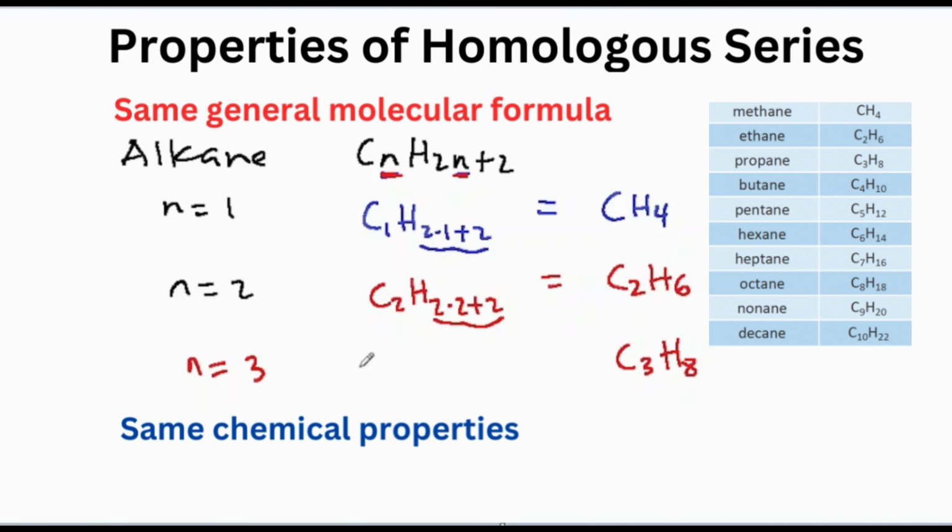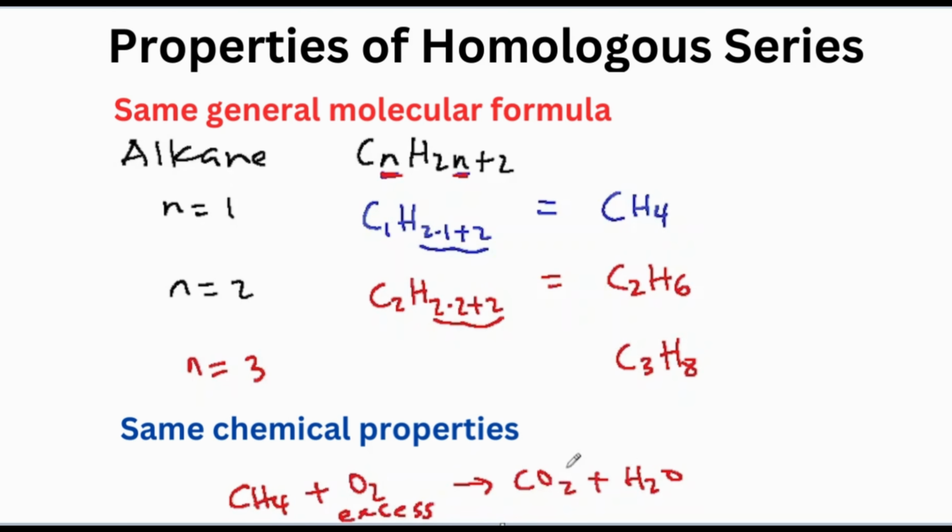Another property is that they have similar chemical behavior. Members of a particular homologous series have similar chemical reactions. A very good example to consider is combustion. Generally, members of the alkane family can undergo combustion. Let's take the first member as a case study. The first member is methane. Methane plus oxygen. The oxygen has to be in excess to get CO2 and water. So even if it is ethane or propane or butane, so far as the oxygen is in excess, we are going to get CO2 and water. Combustion is just a fancy word for burning. If the oxygen is not in excess, then our product is likely going to be carbon monoxide or carbon.